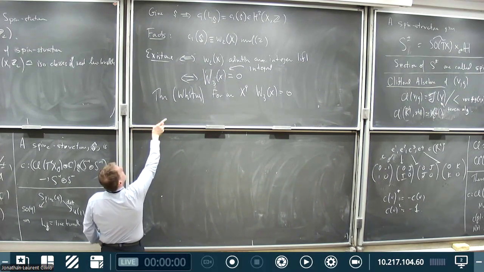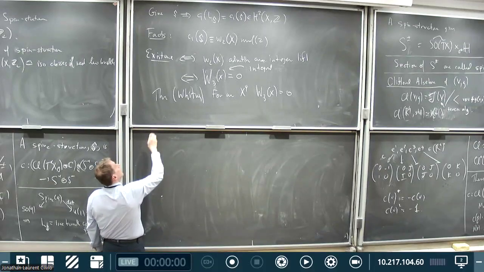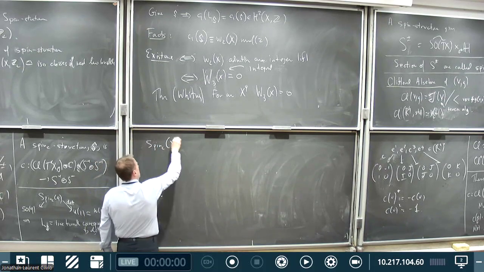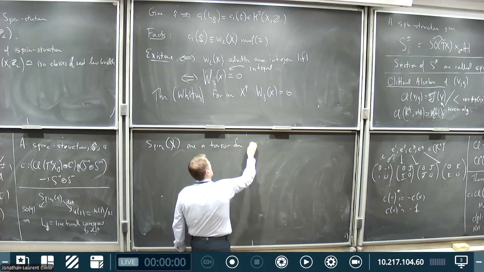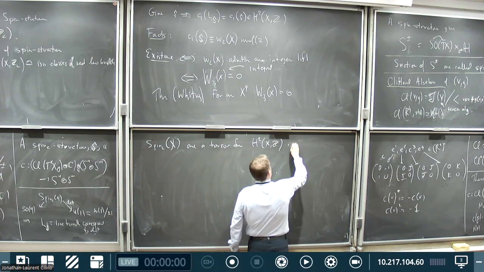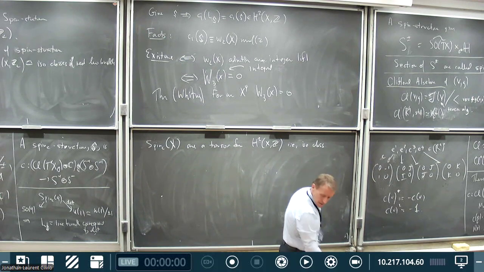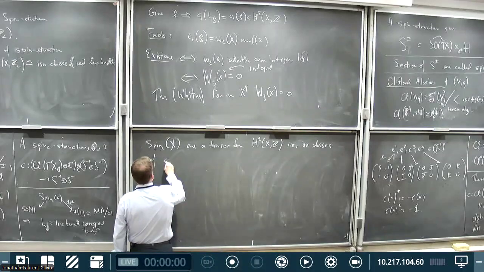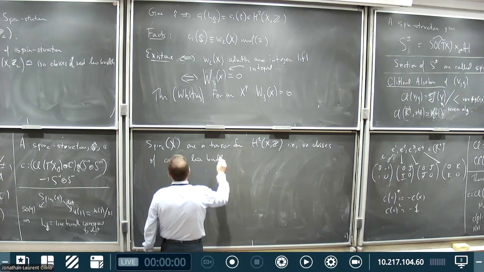So we have this first Chern class, we have existence, and what about uniqueness? So spin C structures on X form a torsor for H2 of X with integer coefficients, that is, isoclasses of complex line bundles.